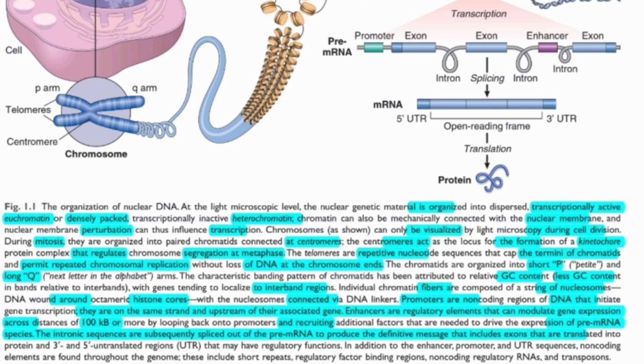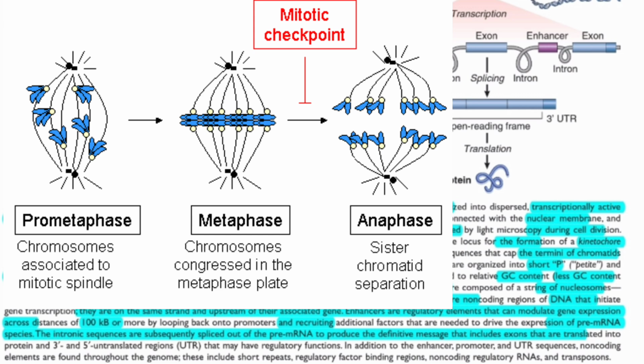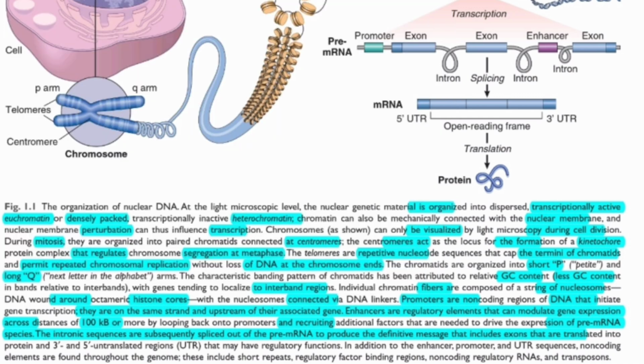Chromosomes during mitosis are organized into paired chromatids connected at the center known as the centromere. Now see the amazing mechanism that takes place here. This centromere forms a host for formation of kinetochore. It is a complex protein which is very beneficial for the separation of these chromosomes at metaphase. As we learned earlier that telomeres are present at the tail of the chromosomes, and they act as a cap which helps in repeated replication of the chromosomes without causing any damage to them. The chromatids are organized into two parts, the short P band, also known as the peptide band, and long Q.